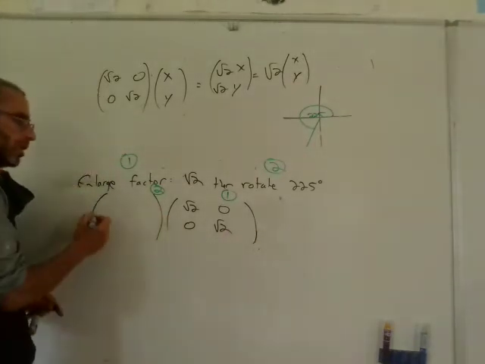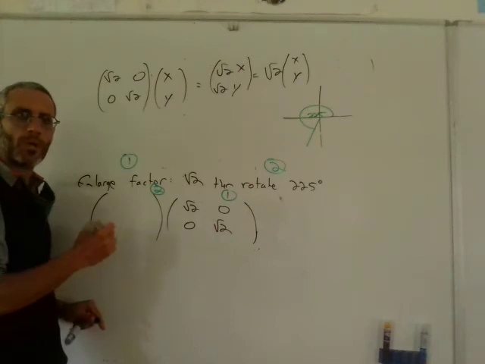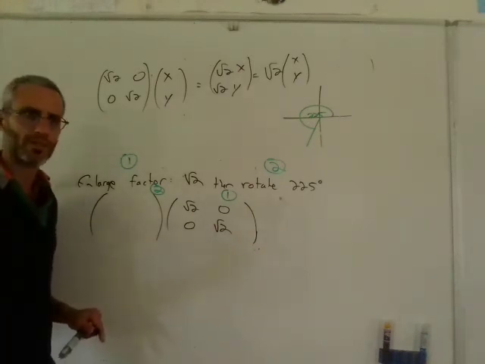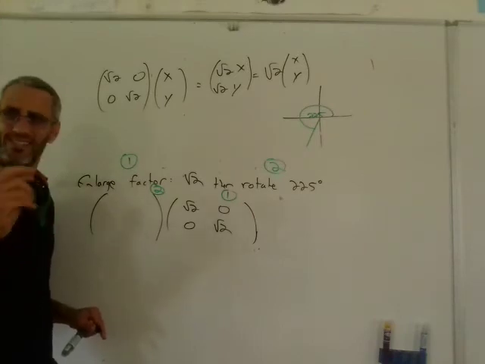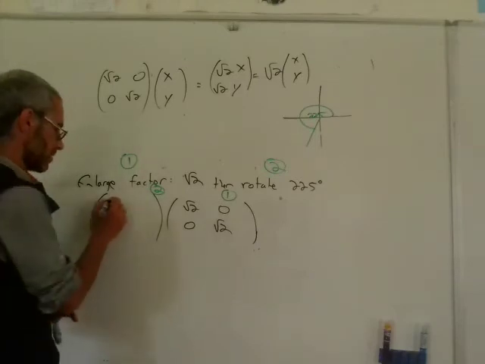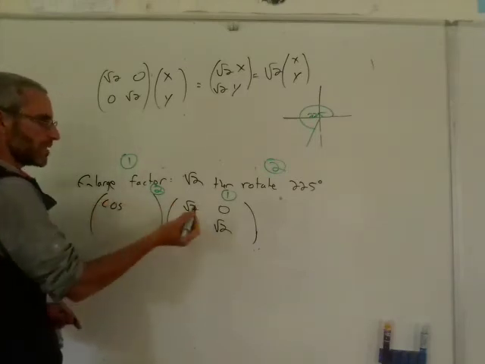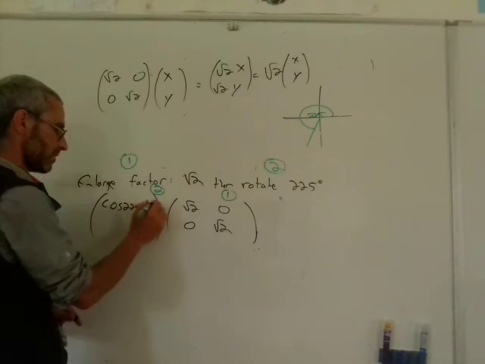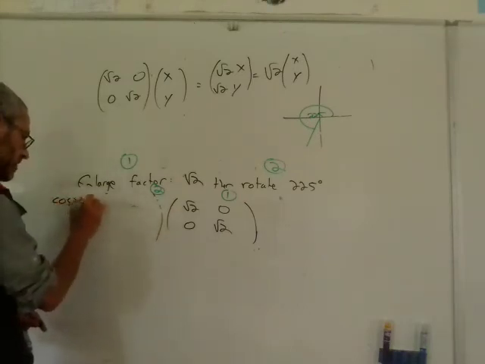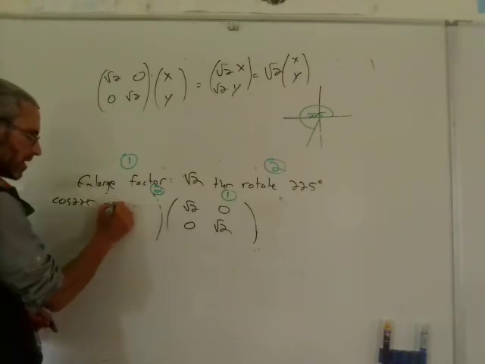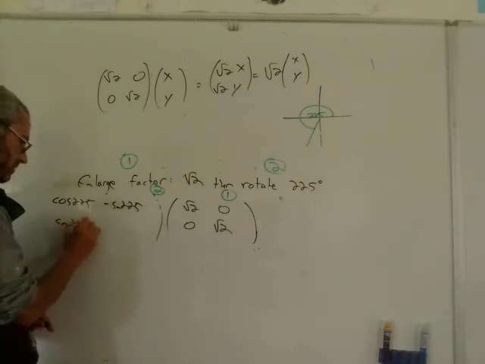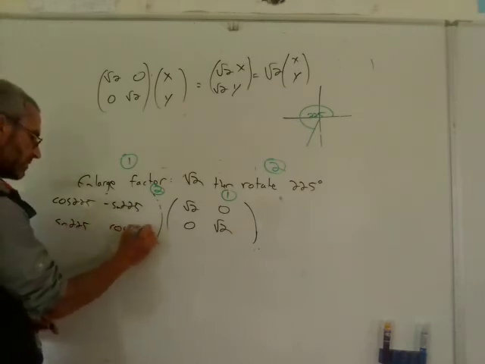Rotation 225, we have to use the formula you do get given in the test. You don't need to remember it. Please tell me what it is. Is it sine theta? What is it? Cos theta, minus sine theta. So cos, now instead of theta, I'm going to write 225. Cos 225, minus sine 225, sine 225, and cosine 225.